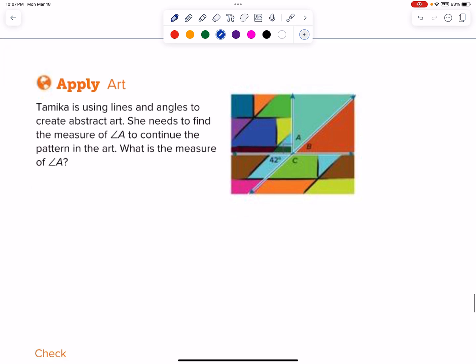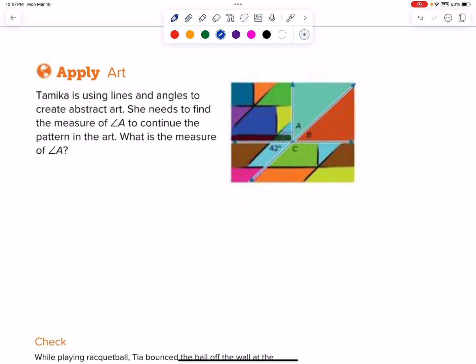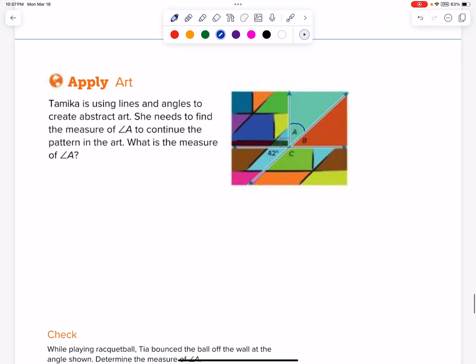All right, let's go ahead and go to your apply. We're going to continue using this understanding. So Tamika is using lines and angles to create abstract art. She needs to find the measure of angle A. So right away, I'm going to make some little notes with some arcs here. So we want to find angle A. So I did this little arc here. To continue the pattern, what is the measure of angle A?